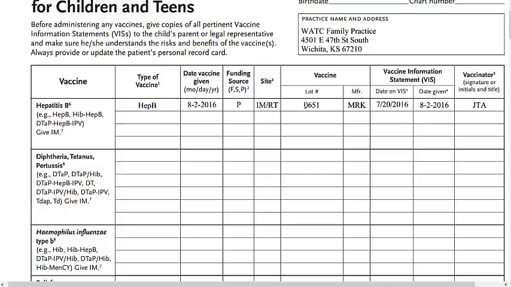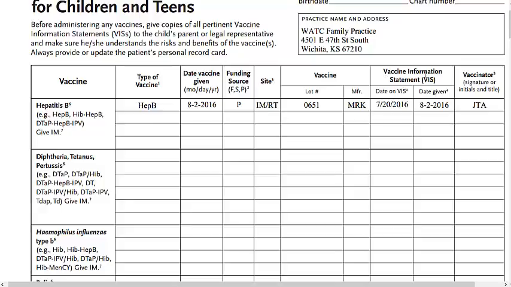Then we need to put in the lot number of the vaccine, and we're going to be able to find that on the label of the vaccine itself. And then we also have to list the manufacturer of that particular vaccine. MRK is the abbreviation for Merck.